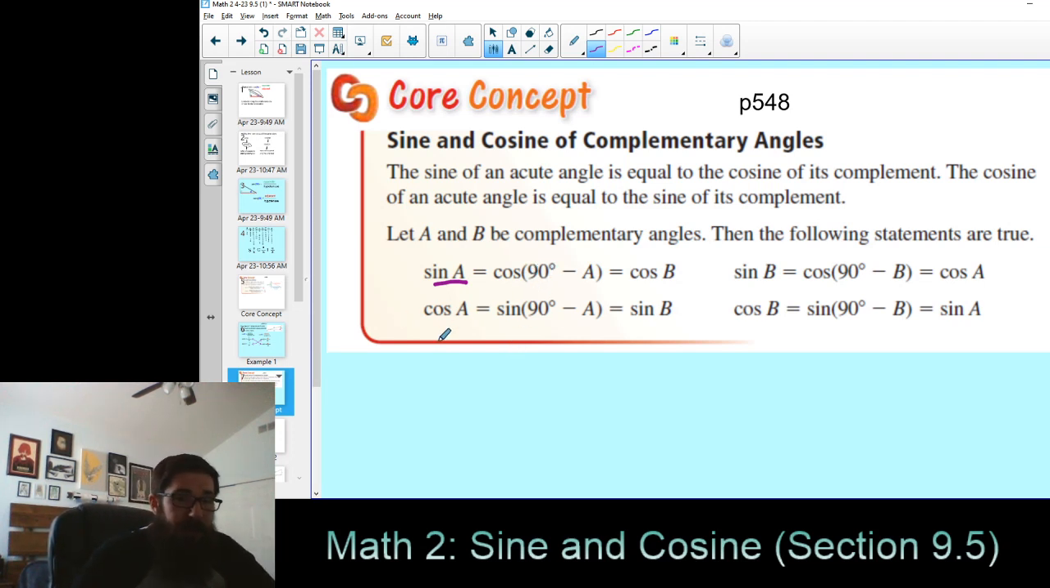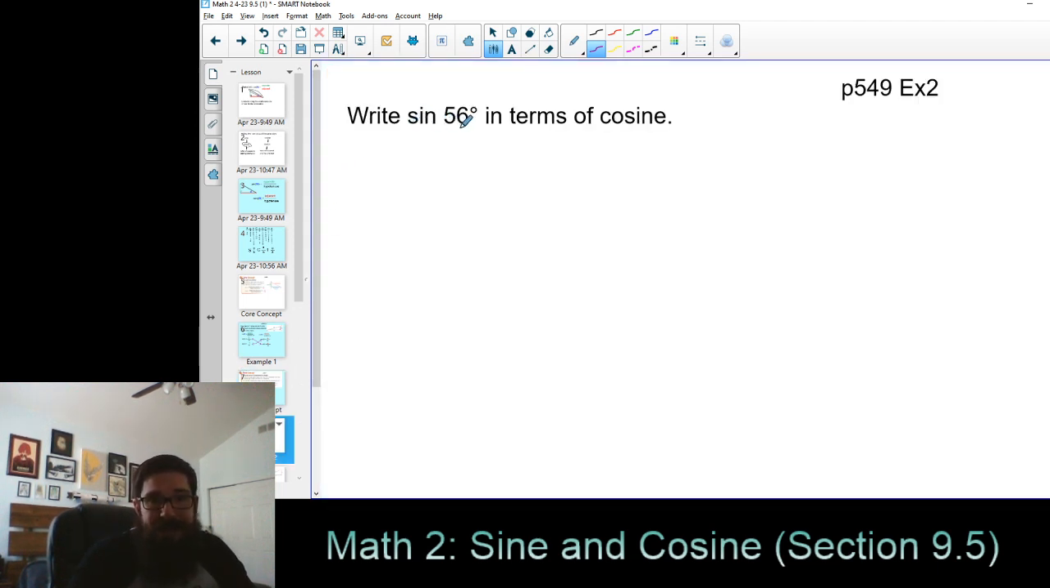If I know cosine of one of my angles, that's equal to sine of the other one. And it basically just flips all these pieces. Okay? Let's put it to work. Write sine 56 in terms of cosine. This is page 549, example 2.